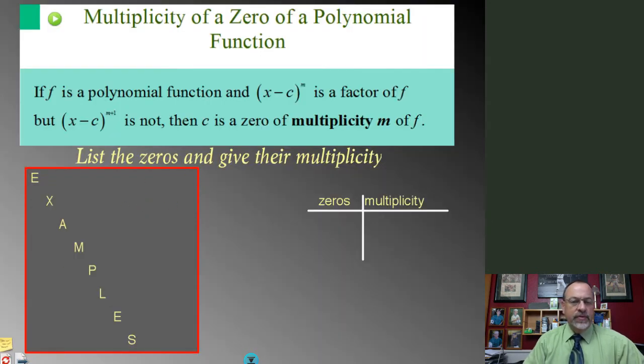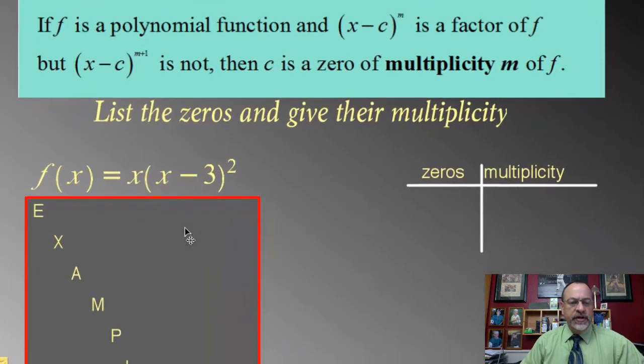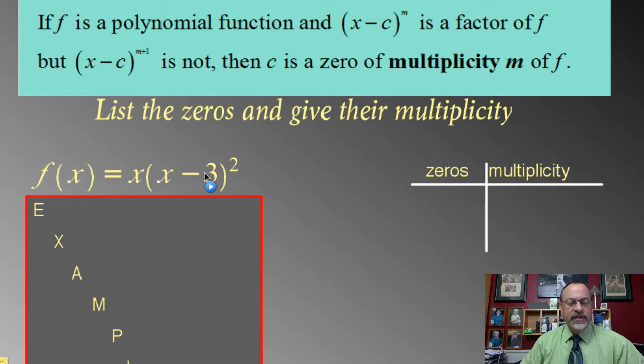So for a few examples, if we were to give you the polynomial, here's f of x is equal to x times x minus 3 squared. Each one of these factors corresponds to a zero of the polynomial. So what would make this 0? The number 0. And what's the power? 1. So this zero would have a multiplicity of 1. The 3 would have a multiplicity of 2. 3 would make this 0, and it's used twice.